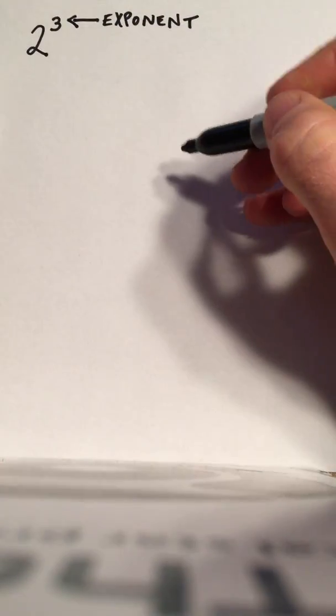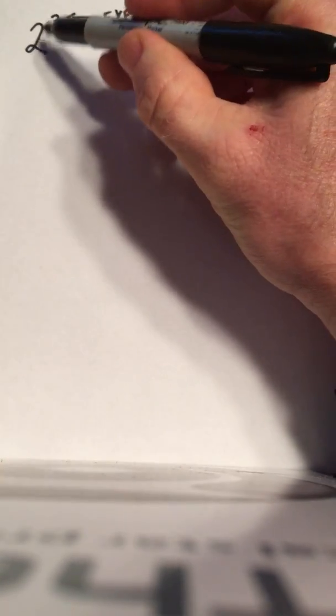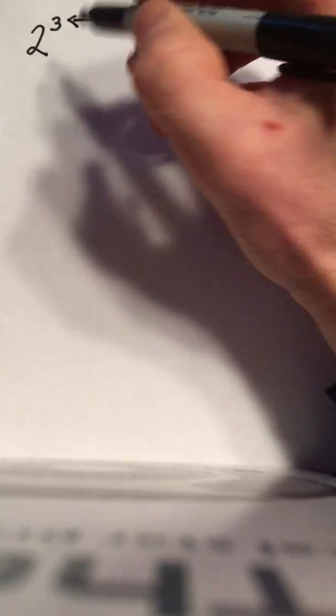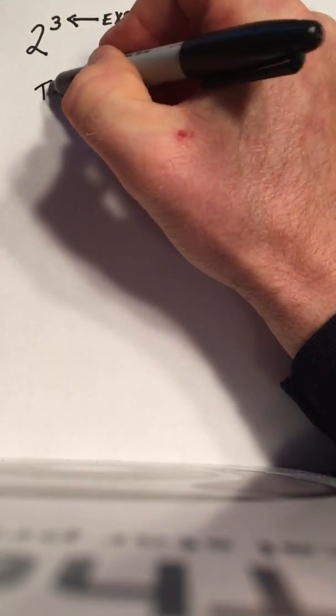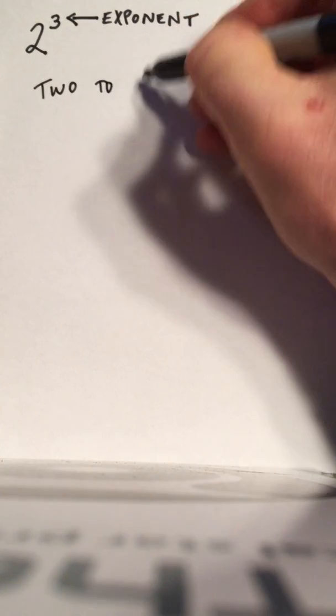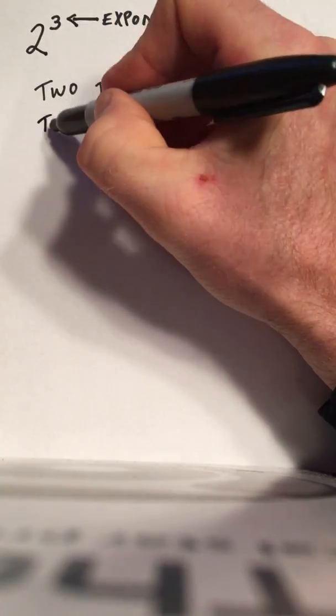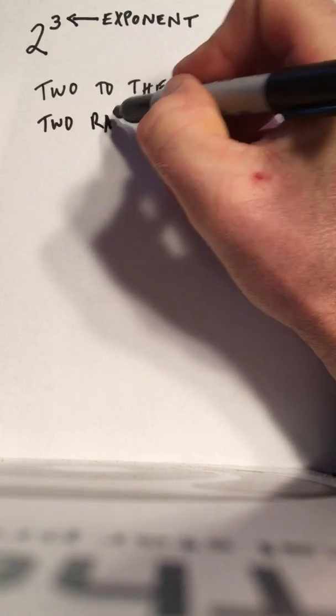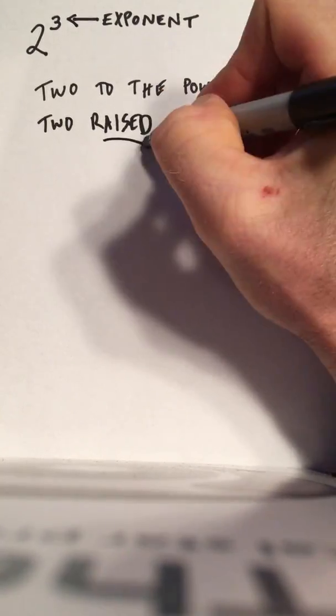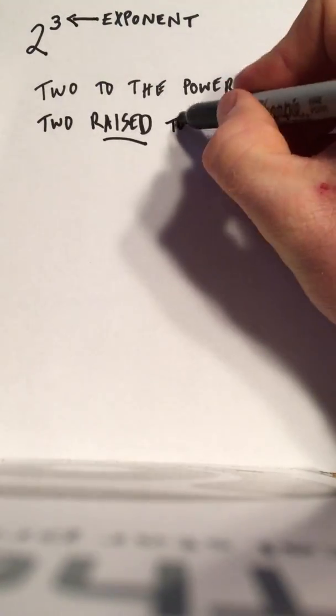So first, let's practice on saying the expression that we see here, the term that we're seeing here. So I would say this is 2 to the power of 3. You could also say it's 2 raised to the power of 3.